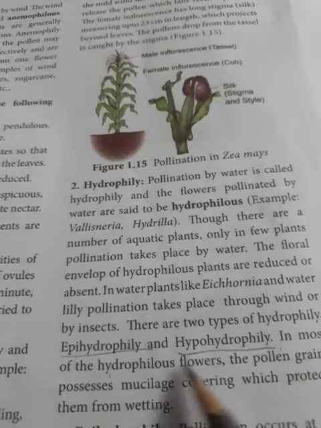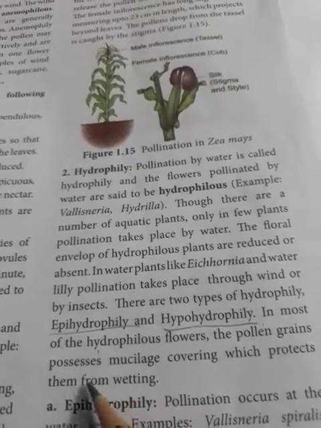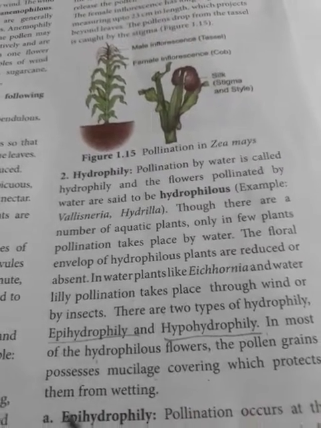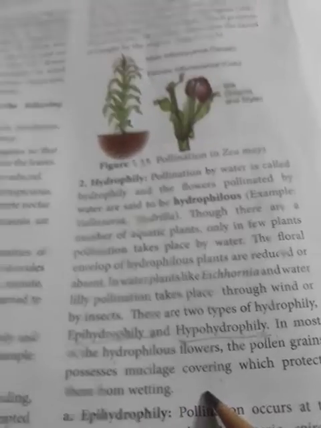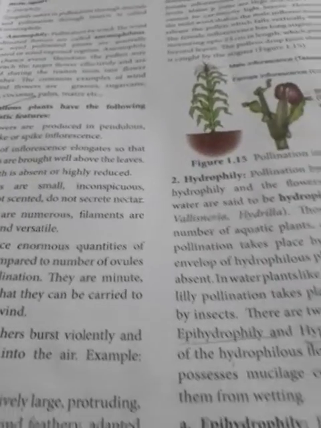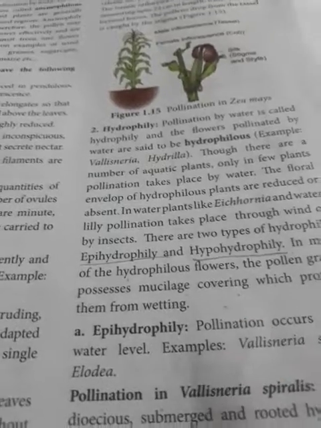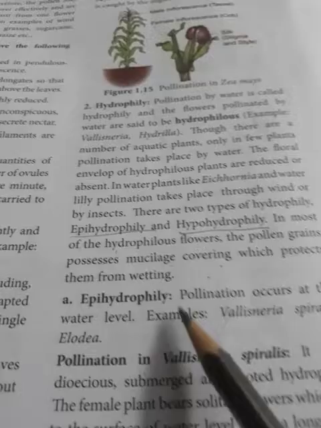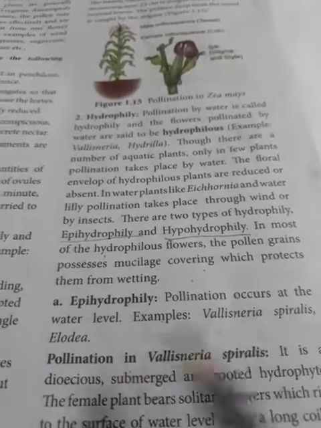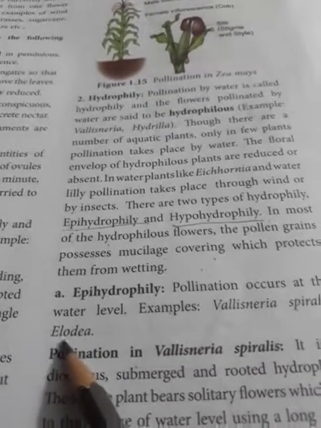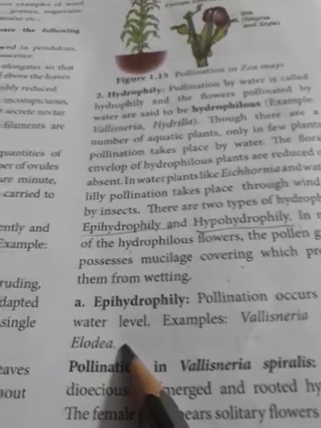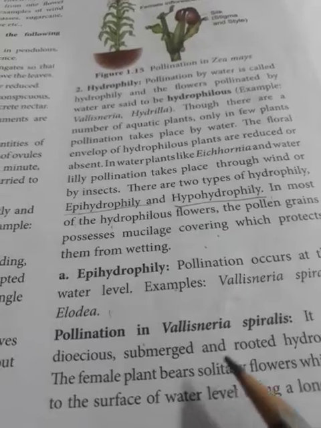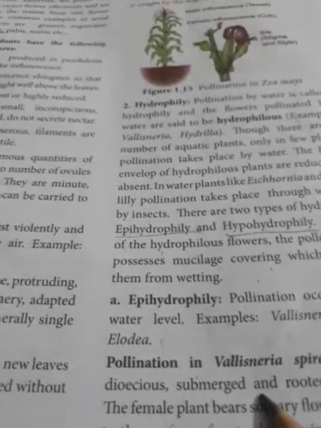In most hydrophilous flowers, the pollen grains possess a mucilage covering which protects them from wetting. Now first we will discuss epihydrophily. Pollination occurs at the water level. Just now I told the examples, Vallisneria spiralis and Elodea. Now next we will discuss how pollination takes place in Vallisneria spiralis in the next class. Thank you, children.